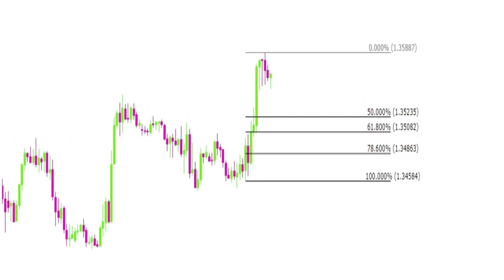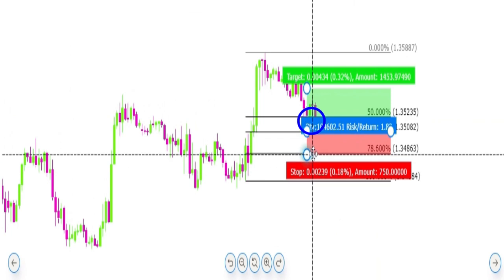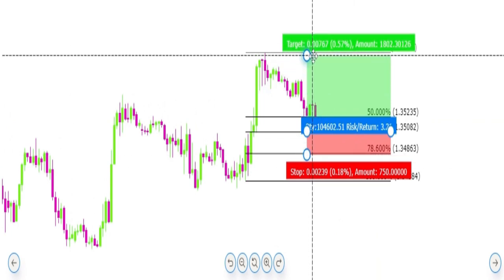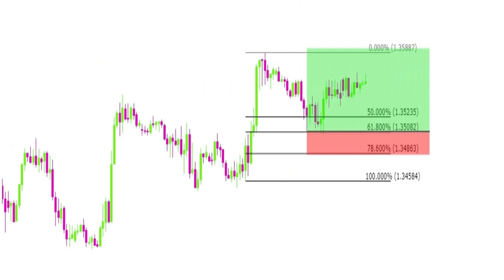Now we would wait for the price to reach these levels in order to take a buy position in the market. Here is our entry point as the price reached the 61.8% level. We would keep our risk to reward ratio at 3:1. And as you can see, we made a huge profit through this trade.